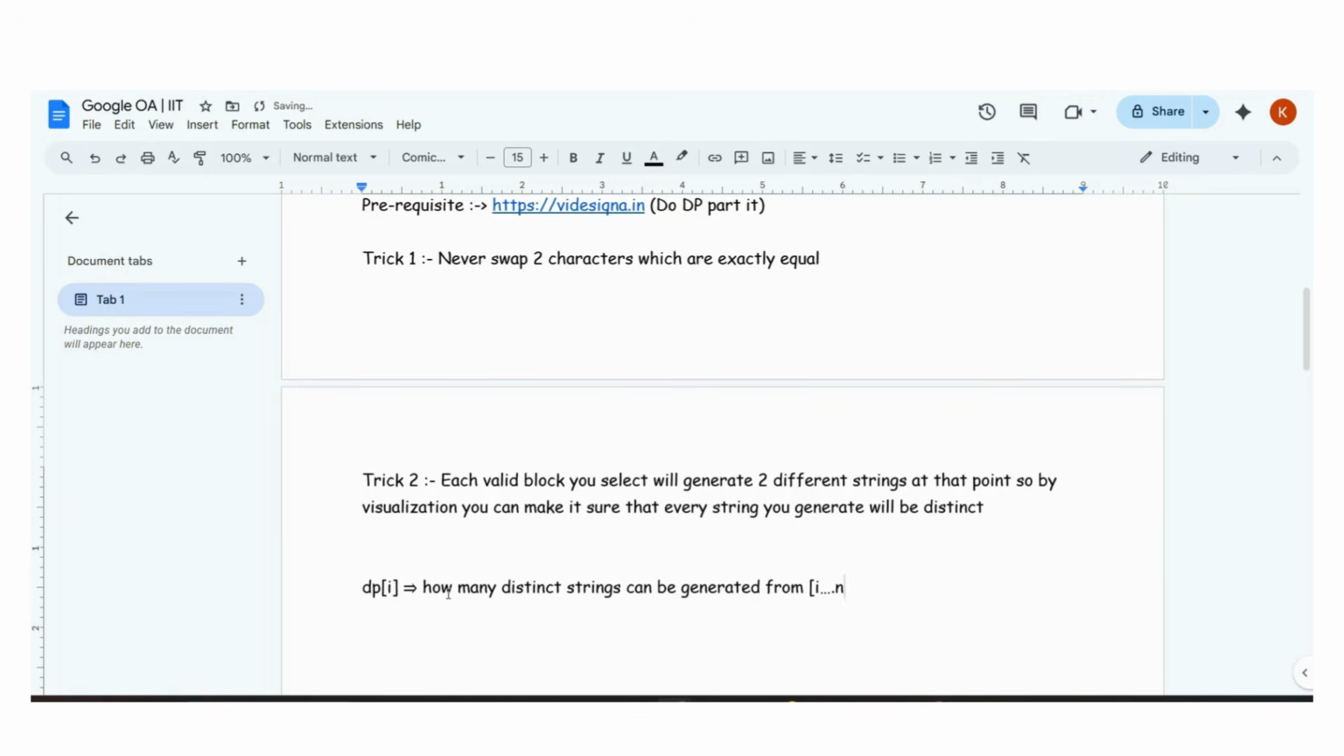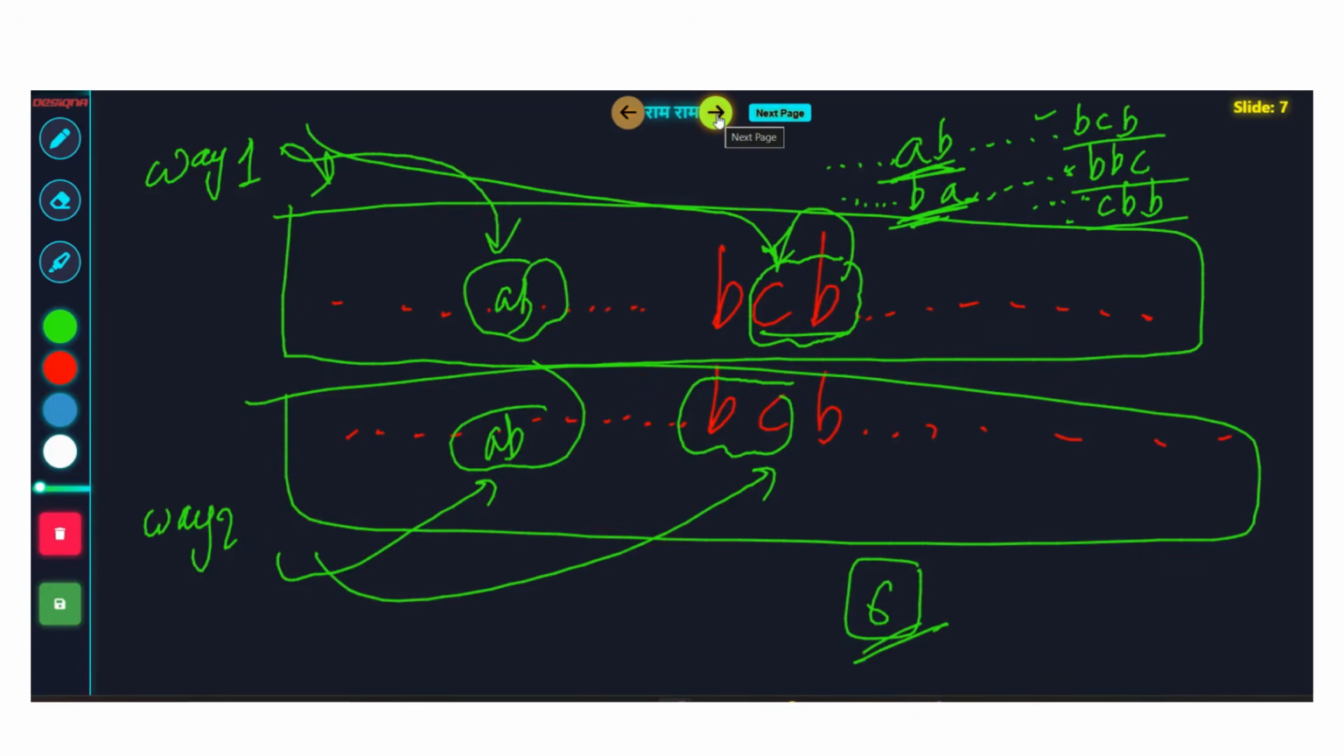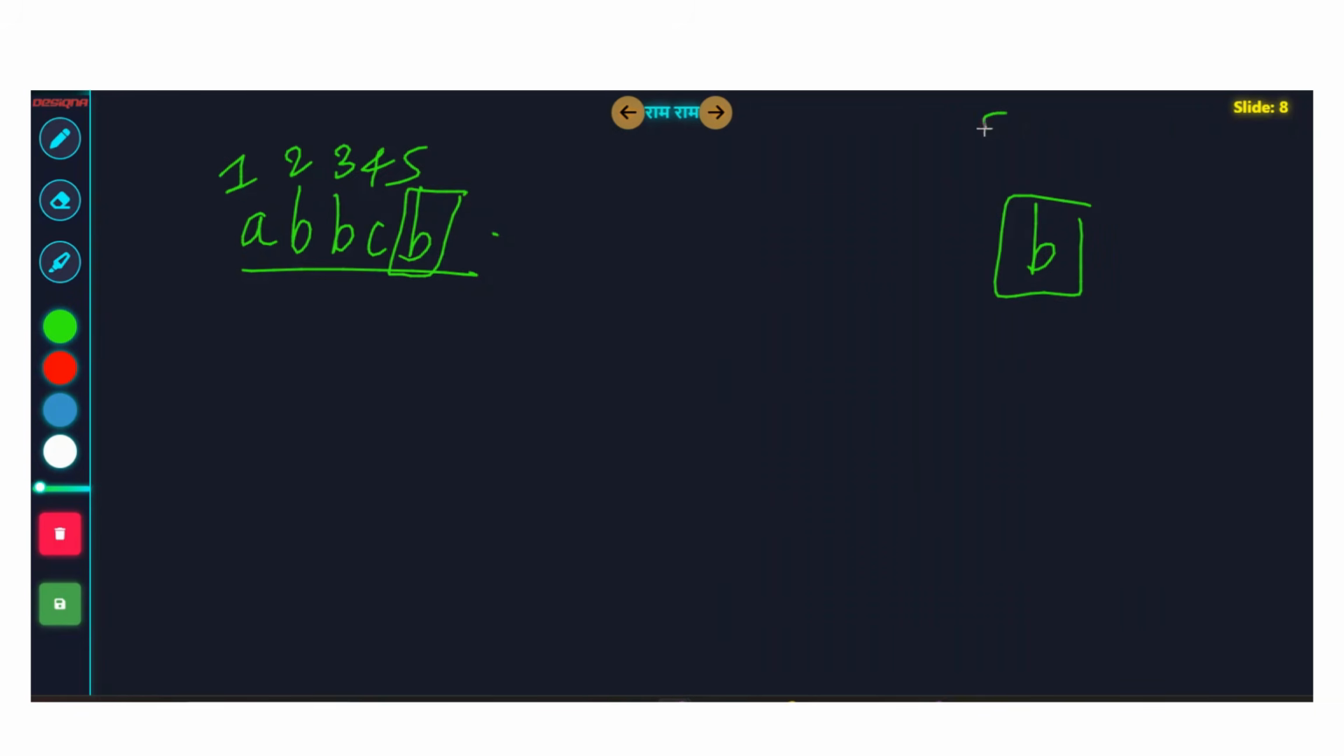So if you only take this much part, this suffix I to n, how many distinct strings can be generated? Let's try to solve it for A, B, B, C, B. We know that the answer is 6, right? So let's see how we can reach 6. A, B, B, C, B, so it is 1, 2, 3, 4, 5, right? Let's take the smaller part of it, only the last part. If there is only a single character, how many different strings can you generate? Only one, you cannot swap. So DP of 5 is 1. What is the meaning of DP of 5? It means if you were solving only for this much part, then the answer would be 1.